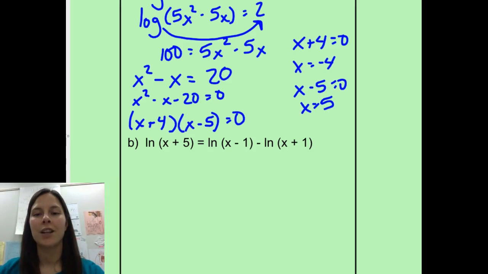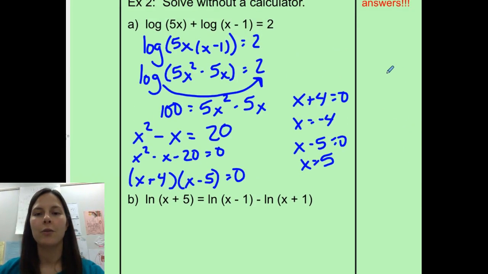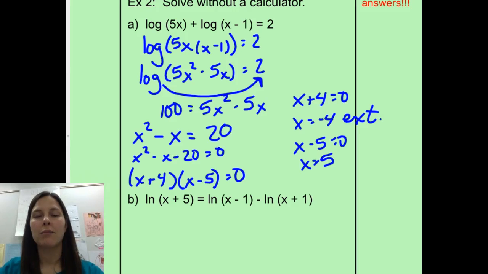This started as a log, so I must check my answers. It looks to me like -4 will be extraneous. And it is. Substituting that into the 5x, when I multiply that positive by a negative, I get a log of a negative, which is outside the domain. So this is an extraneous solution. Double checking my 5, multiplying it by a positive looks good, and subtracting 1, I still have a positive value. So my only solution is x equals 5.